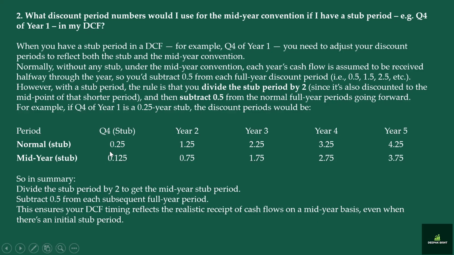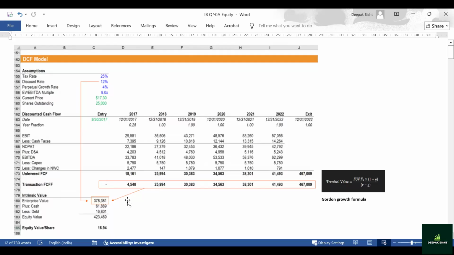So 0.25 divided by 2 will represent 0.125. This assumes that we are following the mid-year convention. So we are assuming that we have generated revenue not at 0.25, the end of the quarter, but in between, in the middle of the quarter. And if I add these two numbers and subtract 0.5, this means that we are generating revenue in between these two time frames. So this is how effectively we are assuming.